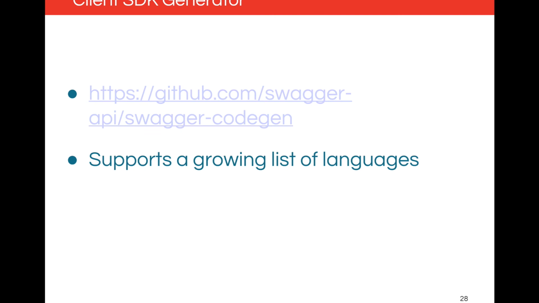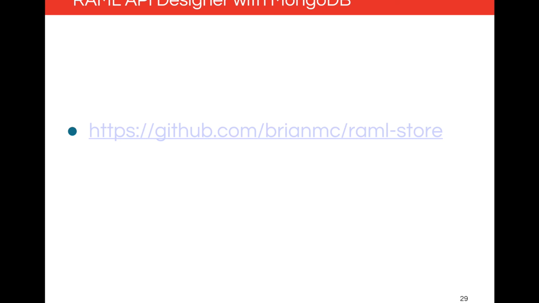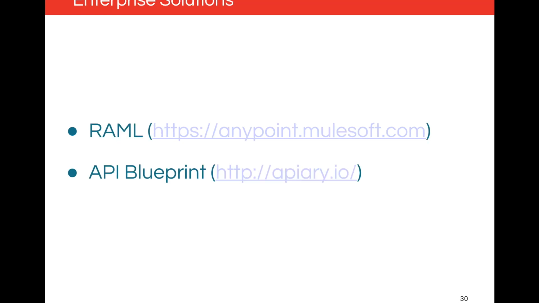So last part of my presentation, I want to talk about some of the tools that I found. Client SDK Generator, this is the Swagger GitHub project to automatically generate code for all of your client projects, and it has at least 6-7 different languages that it supports right now. RAML API Designer with MongoDB. This is for if you wanted to deploy RAML standalone, the API editor I showed you today. You'll want to look into this project for a persistence layer.